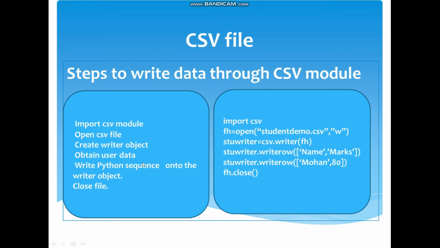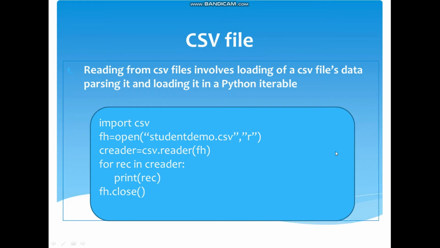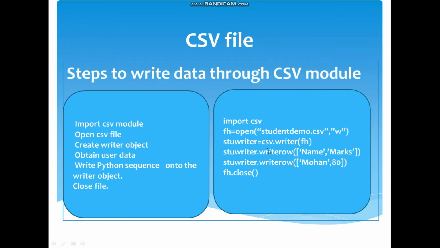Then obtain user data. Obtaining user data is simply your input. So stu_writer.writerow, here we are writing name and marks directly, or if you want we can ask the user for input, and from that input we can take the data and write. Then write the Python sequence onto the file, so this is the process. The two lines are for this stu_writer.writerow. First we wrote the heading name, marks, then we write the data 180, and then we close the file, which is very important in case you are not using the with statement. Later on I will explain this to you.